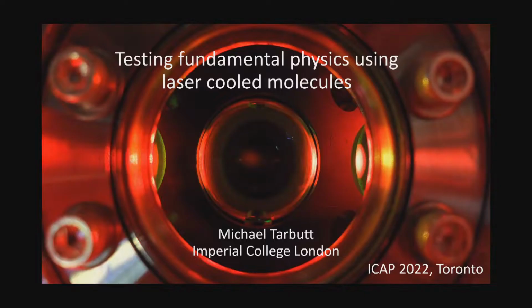This picture here on the title slide was taken with a regular mobile phone camera, and maybe if you look hard enough, you can just about make out this little orange blob here, which corresponds to ultra-cold calcium fluoride molecules. We can see them by eye in the lab.